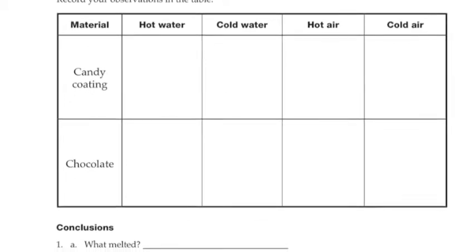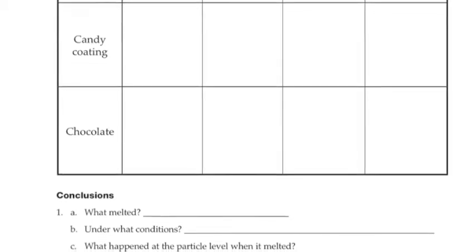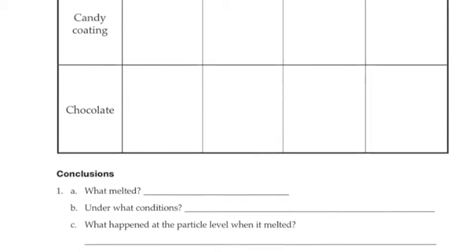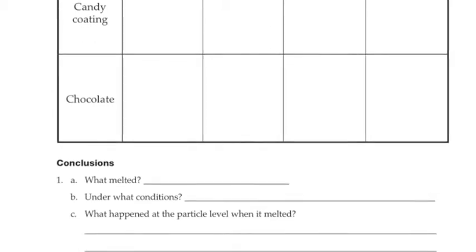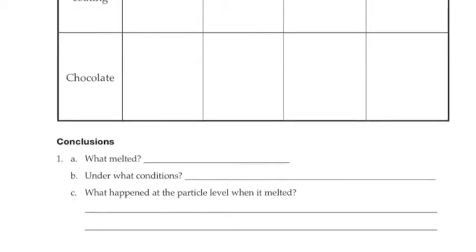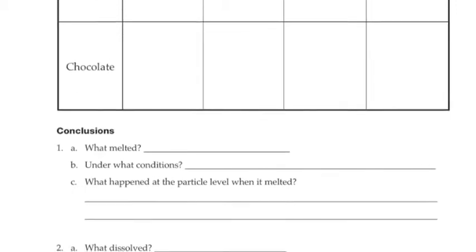Materials: candy coating and the chocolate. You'll be making observations of the hot water, the M&M, the candy coating in the hot water, the chocolate that's in the hot water, and the M&M candy coating that's in the cold water, as well as the chocolate in the cold water. You'll be making observations on the hot and cold water, M&Ms that are inside the boat.